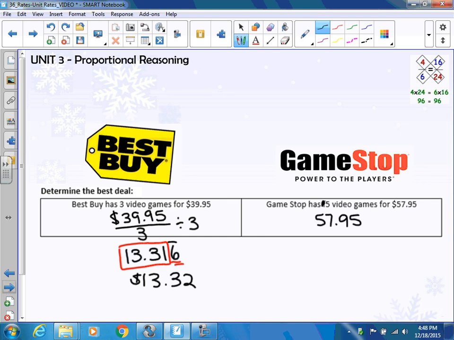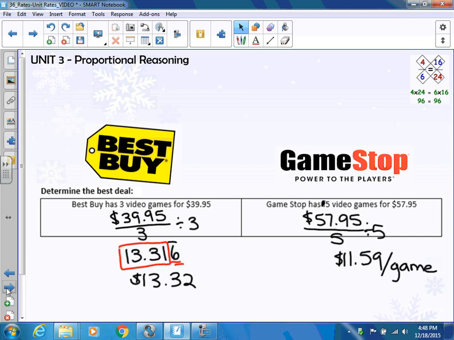And then for the second one, we have $57.95. Remember, money goes on top for 5 video games. So we divide by 5. And when I do that, I get $11.59 per game. So if you look at this, which one is the better deal? Would $11.59 per game be better than $13.32 per game? Or is $13 per game better than $11.59? If you think about it, this is a much better deal because I'm saving just about $2 per game, which I like to save money, so that would be a good thing.